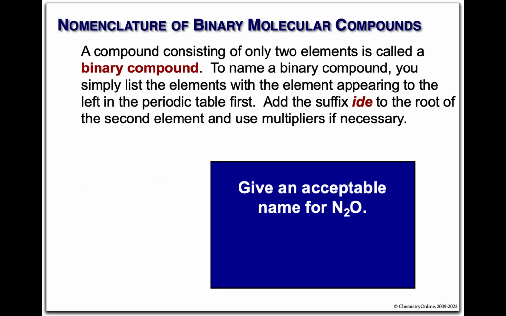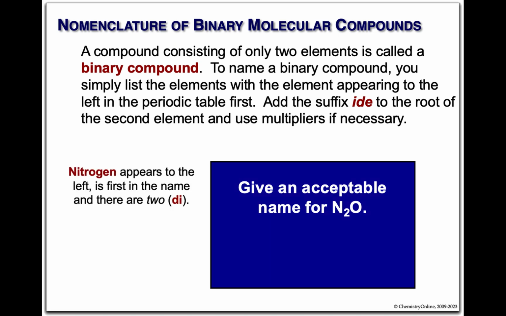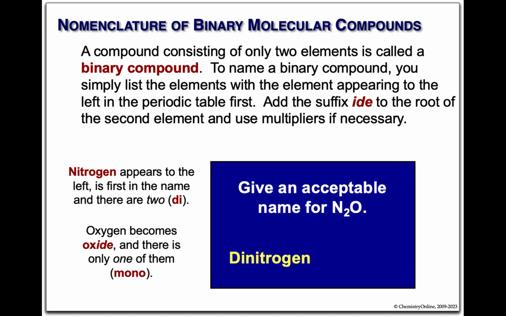N2O. Here our first element has two of them. Here we have to use a multiplier. So this is going to be dinitrogen as our first word. We have one oxygen, but we have to use mono for the second element. So this is going to be monoxide. Now, you may notice that I'm missing an O here. Two O's in a row doesn't work very well. If you have two vowels after you add your multiplier, typically you change it and just dump one of them.